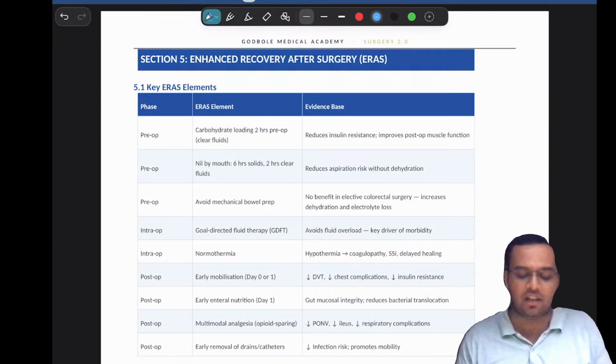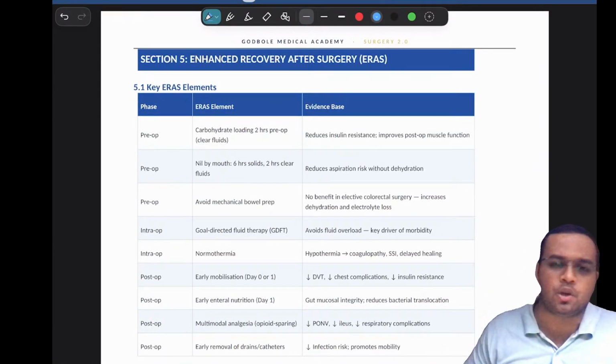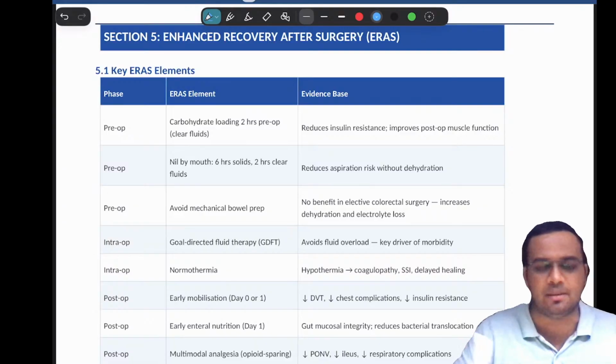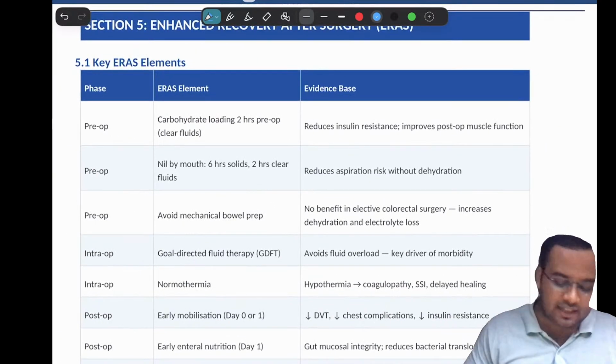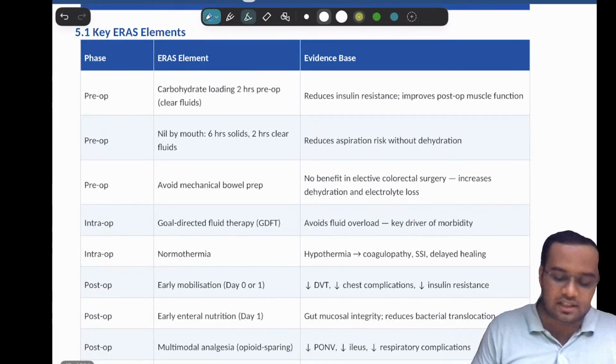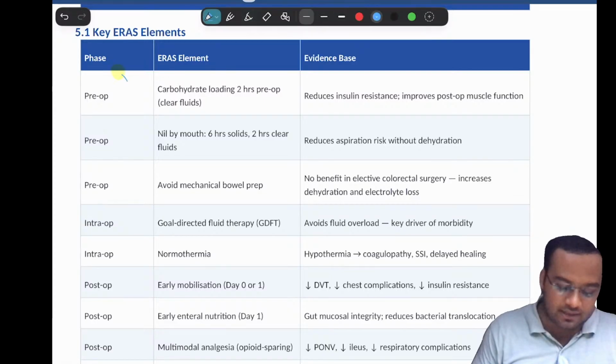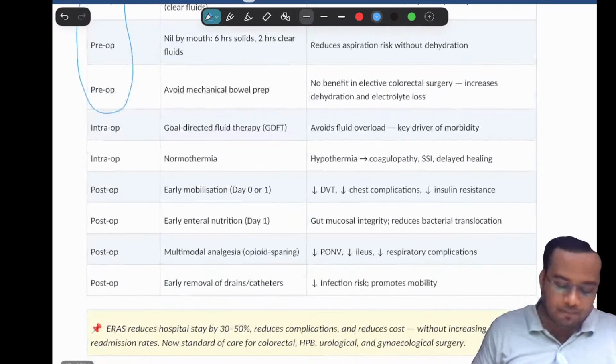So what is the enhanced recovery protocol? A single table, ERAS protocol, a short note in your surgery papers, and some MCQs in your NEET PG exams. So what is the ERAS protocol? The ERAS protocol is divided into 3 components. The first component is the pre-op component, the second component is the intra-op component, and the third component is the post-op component.